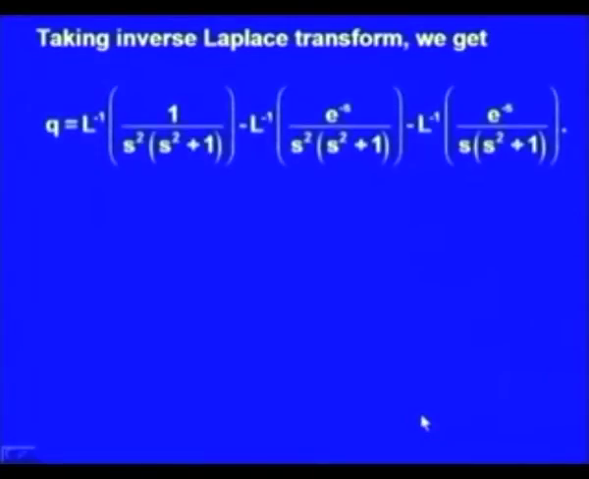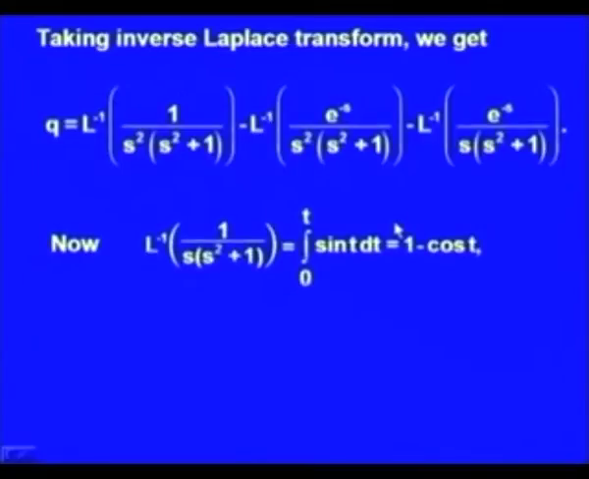Now, let us take the inverse Laplace transform of this equation. Left hand side will give us q, and the right hand side using linearity we will have q equal to L inverse of 1 over s square into s square plus 1, minus inverse transform of e to the power minus s over s square into s square plus 1, minus inverse transform of e to the power minus s over s into s square plus 1.